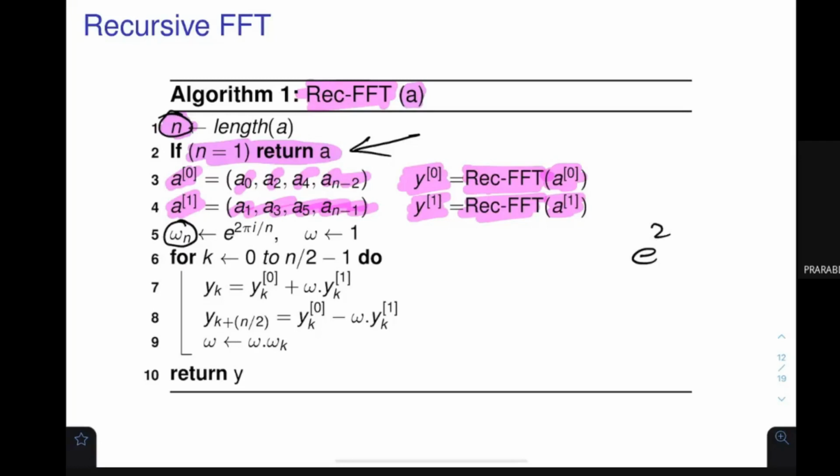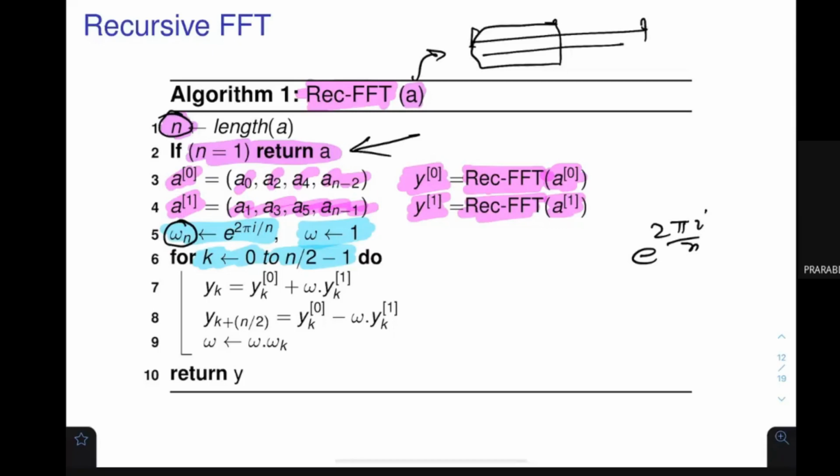If n is given to you, then omega n you have to form, and omega n is equal to e to the power 2 pi i by n. You form this number, omega n, and omega n to the power 0 is always 1, you know that. And for k from 0 to n by 2 minus 1, because you know the length of this particular item. I am telling that I would only compute the values till half. This is an interesting point.